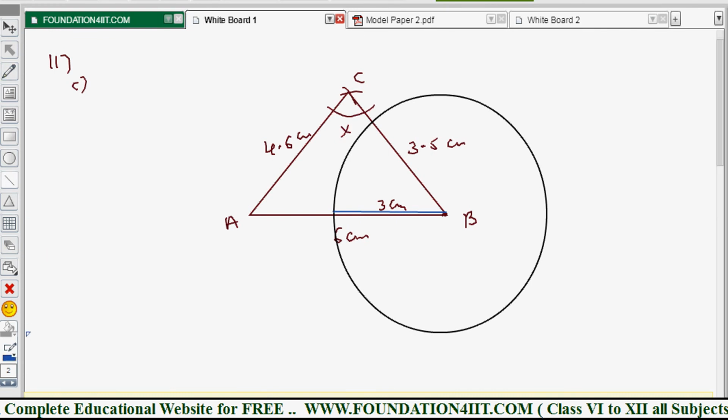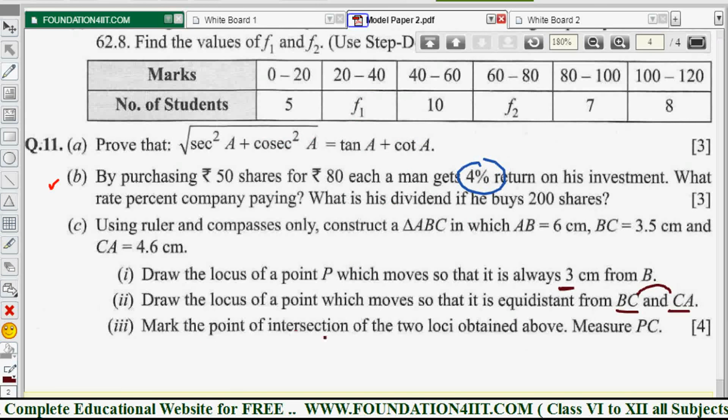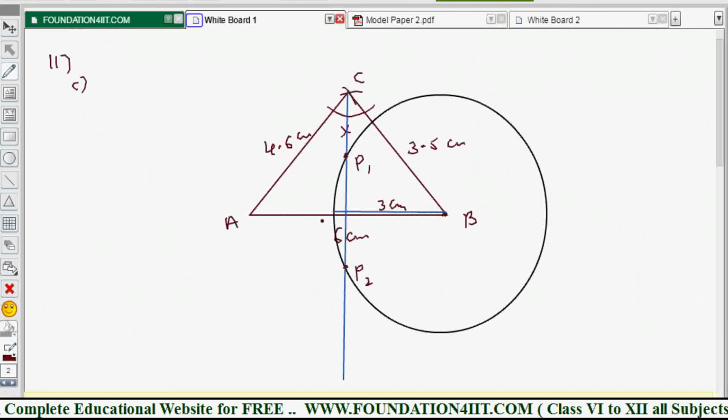I prepared construction videos already; you can go through them if you want more clarity. Just bisect angle C. Now this is the bisected line. This line will touch 2 points on the circle. These 2 points are the required points, so take one as P1 and one as P2. Now the third one is to mark the point of intersection of the two loci obtained above and measure PC. Because you got two points, you can just measure P1C and P2C.